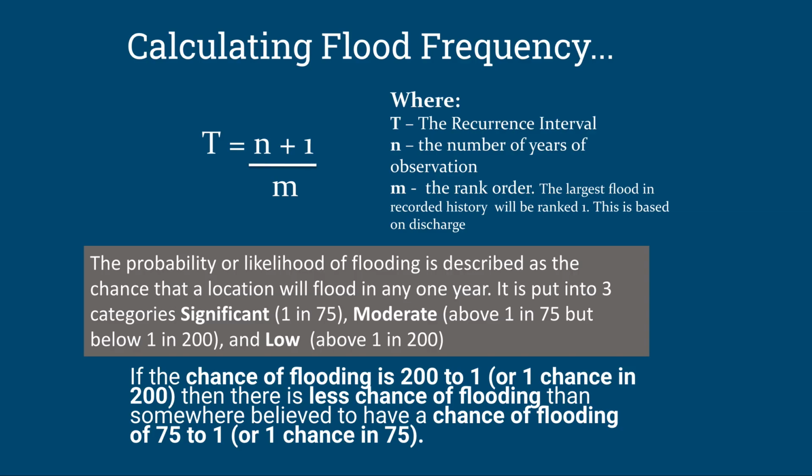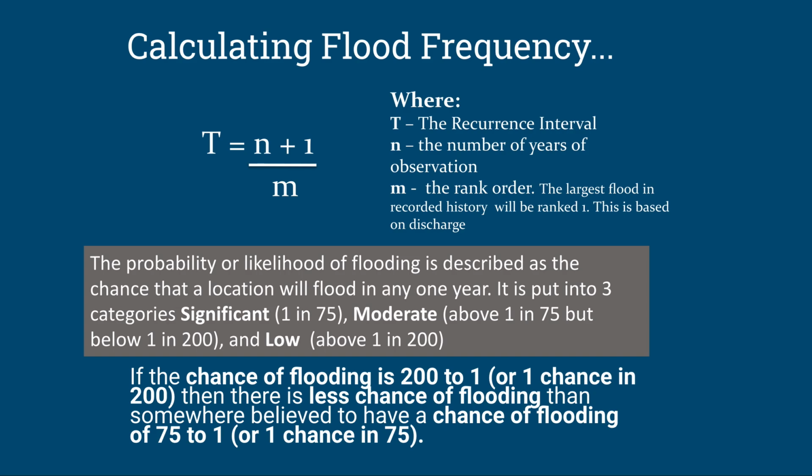When we calculate the flood frequency, we use this formula. There are a number of other formulas, but this is the one that you were expected to know about on the Edexcel spec. And this is T, the recurrence interval, which is how often a flood of a certain magnitude is likely to occur. And you calculate this by looking at N, the number of years of observation, plus 1, divided by the rank order. And you would rank the order of a flood based on floods in a certain area, and the largest flood that you had in your historical data will be ranked 1, and you would rank all floods in the area from 1 to however many floods there had been, and this is based on a river's discharge.